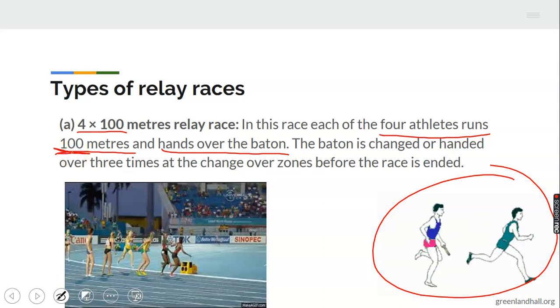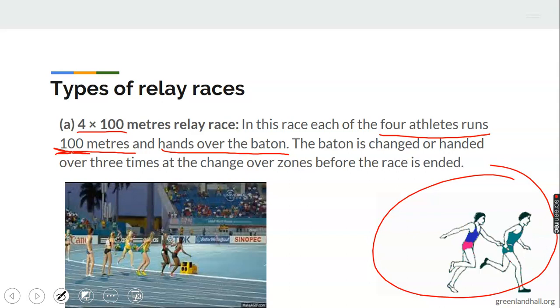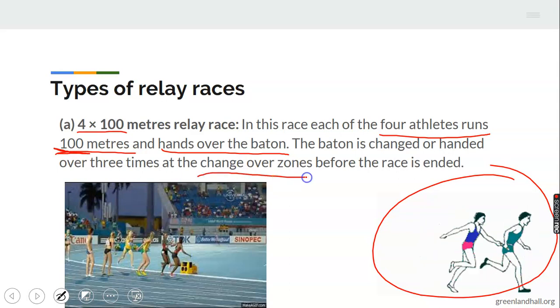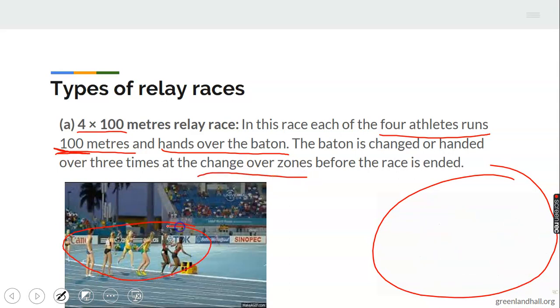Now, the baton is handed over three times at the changeover zone. There's a place where you are expected to change. Can you see the people here? That's the changeover zone. So you make sure you hand over the baton before the end of the zone, before the race is ended.